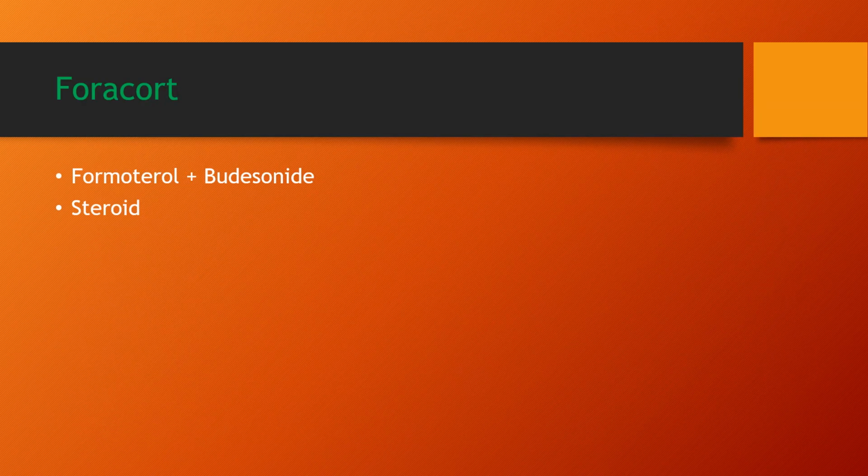So Foracort is a combination of formoterol and budesonide. Budesonide is a steroid.